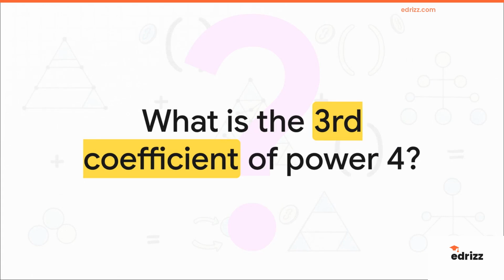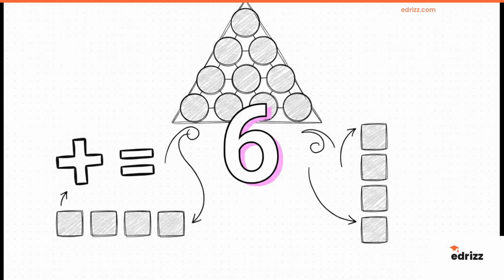Okay, question 2. Let's test your visual memory of Pascal's triangle. What is the third coefficient in the expansion of power 4? Remember the row starts with 1, then 4. What comes next right in the middle? The answer is 6. The sequence for power 4 goes 1, 4, 6, 4, 1. The pure symmetry of the triangle is what makes it so beautiful and easy to remember.